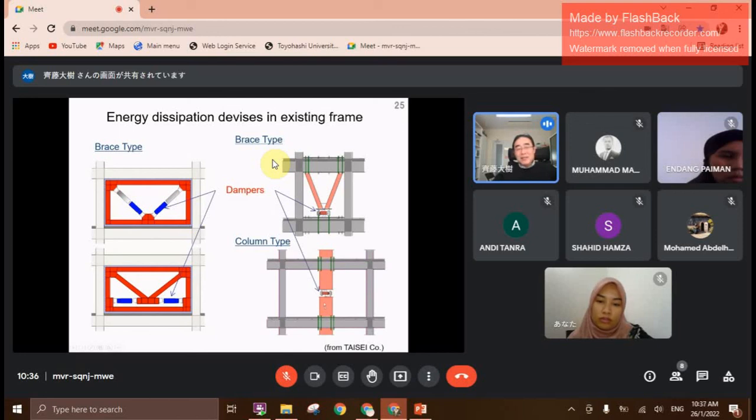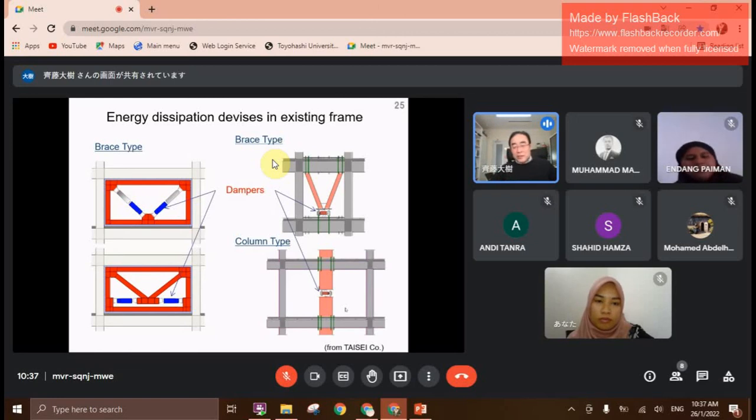But the column type is actually not so effective. Stiffness is not so high compared to brace. But for the people who live inside the building, column type is not so annoying. You can watch outside without interruption by the brace.